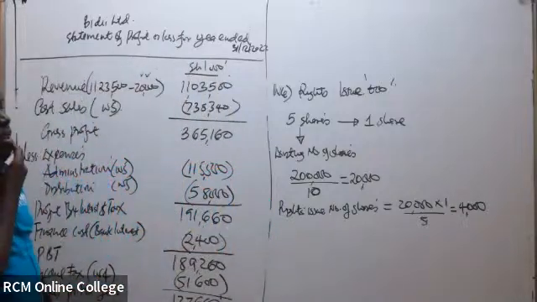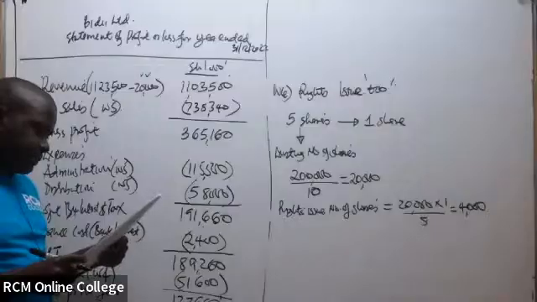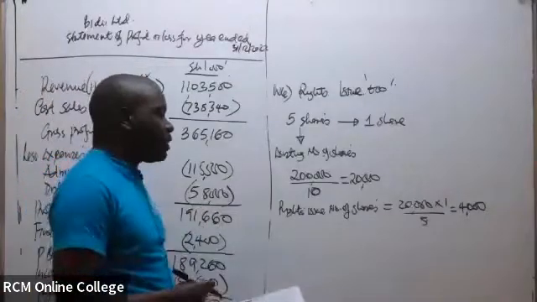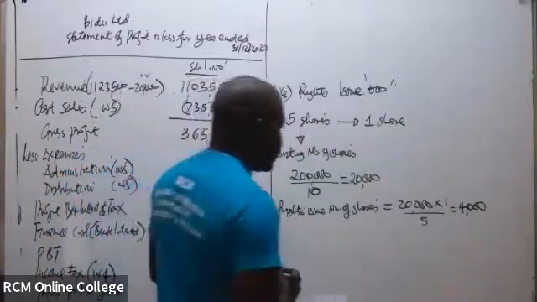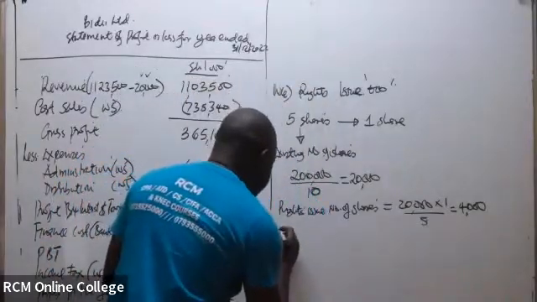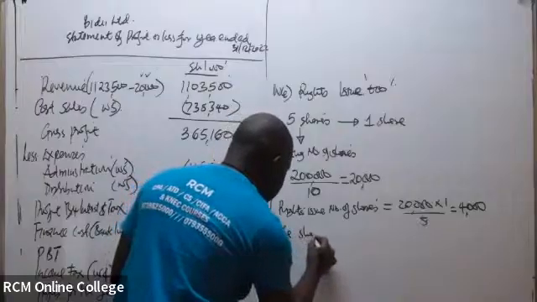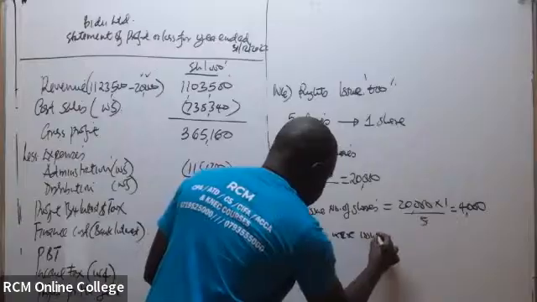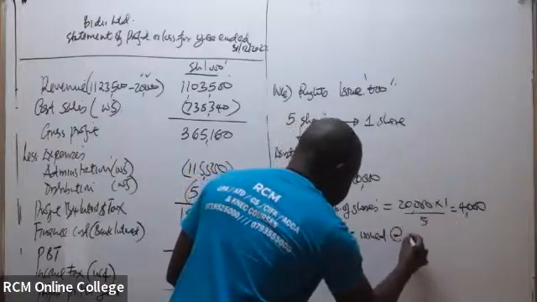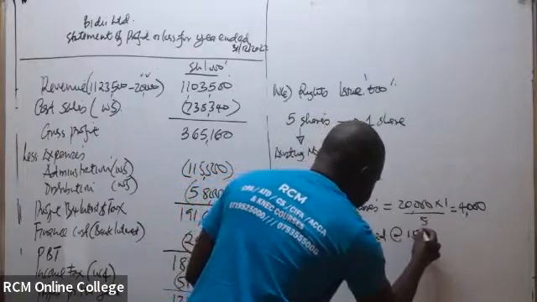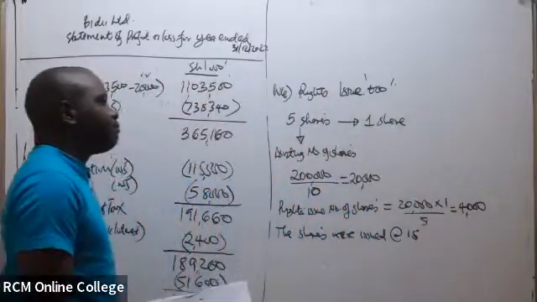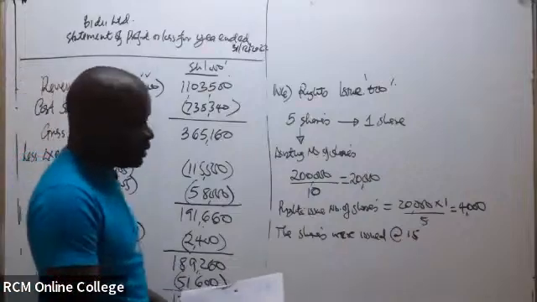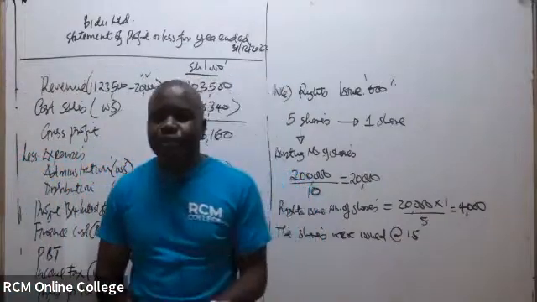Then, of course, you are told that they issued these shares at a price of 15 shillings each. But remember, the par value or the face value of the shares was 10 shillings. And therefore, in this case, we'll say the shares have been issued at what?